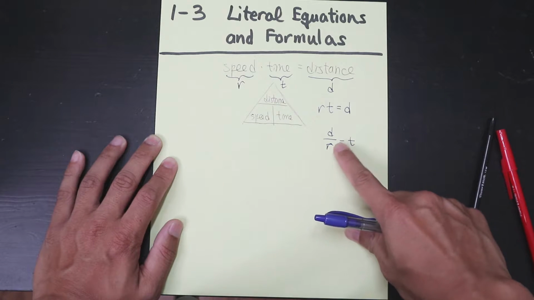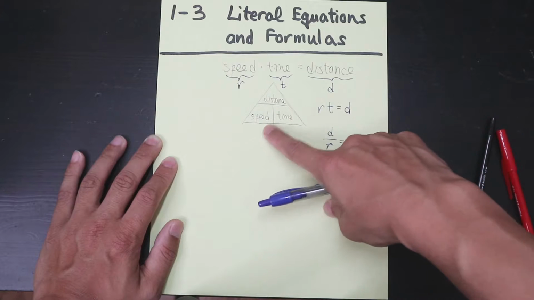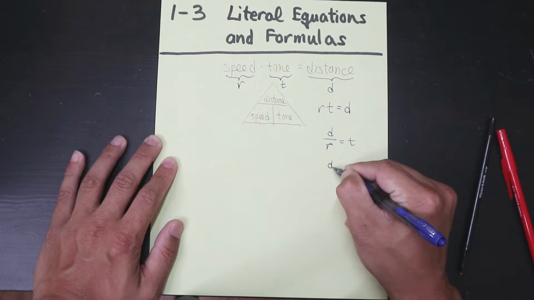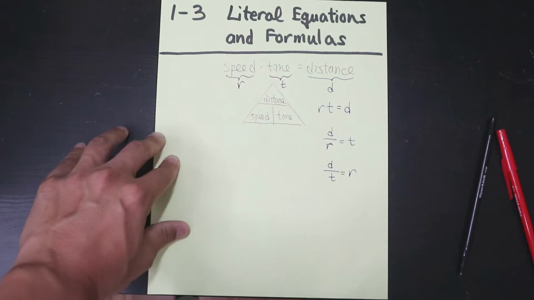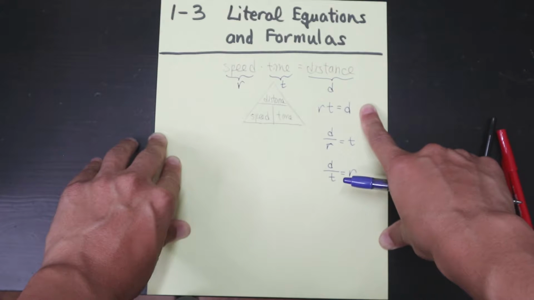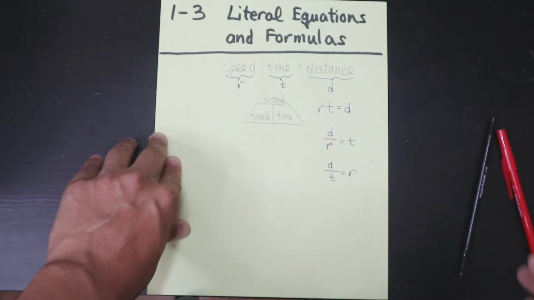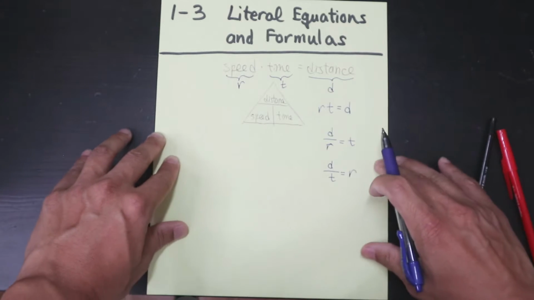Distance divided by speed is equal to time. Or you could say distance divided by time is equal to speed. So d over t is equal to r, like this. And all these three formulas are equivalent, and I could use algebra or properties of equalities to change one formula to look like the other. Well, let's check it out.